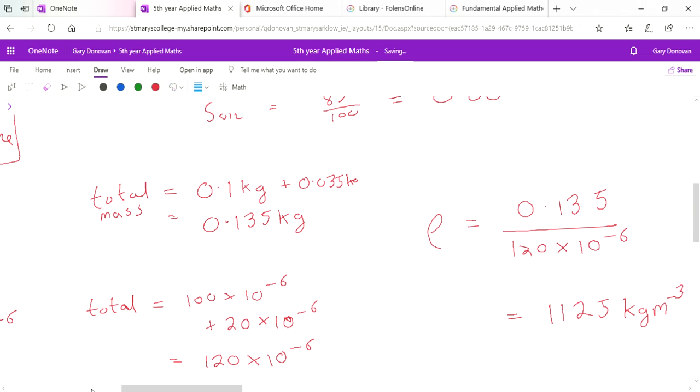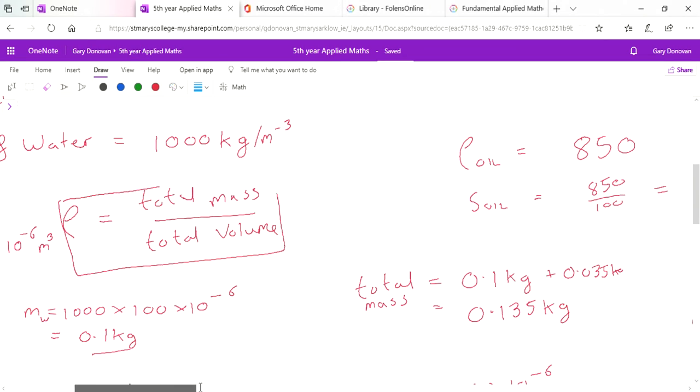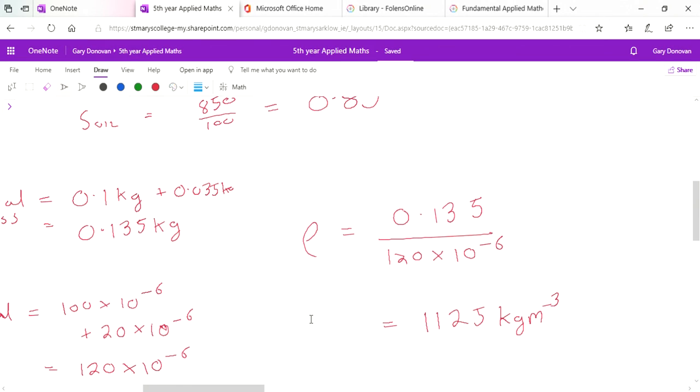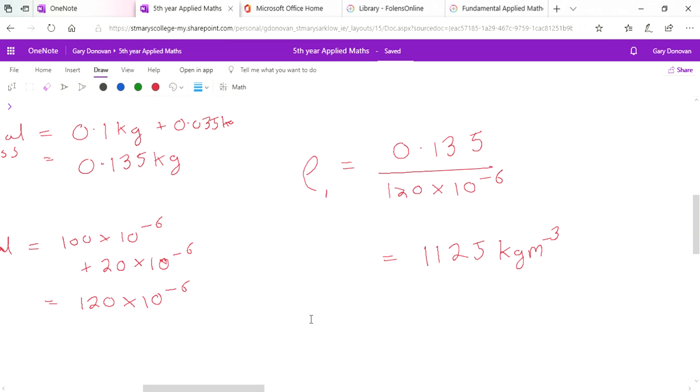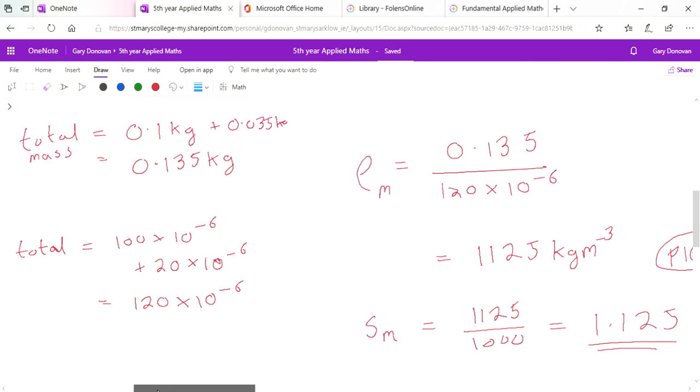Now just going back to that question for a minute, it didn't ask for the overall density of the mixture, it asked for the relative density of the mixture. So what I figured out there is its actual density. So the last step, I'll put mixture, is to find the relative density of the mixture, which is 1125 divided by 1000, which is 1.125. Now in your book on page 162, they do this in a slightly different way, so you can have a look at their way if you prefer, but that's the way I'd approach that question.